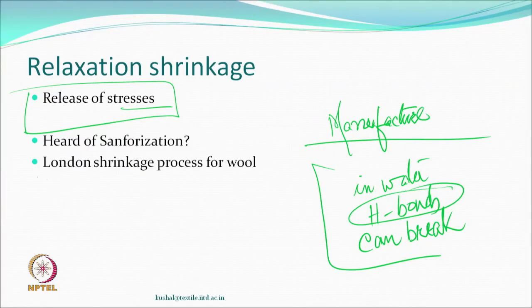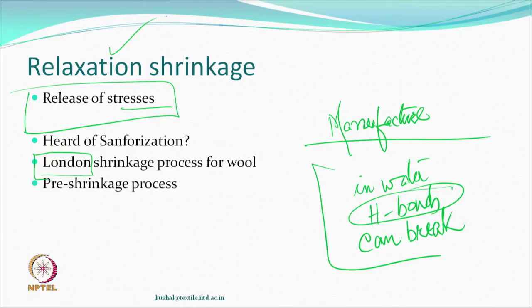There is another name which is associated with the relaxation shrinkage process. It's called the London shrinkage process of wool. Basically, what they do is they put layers of fabrics in cold water for a long time, and whatever relaxation must take place. So it doesn't have to be cold water, it doesn't have to be water at all, it could be steam. Fabric under no tension would be kept in an environment which is moist, and you will see dimensions getting more stabilized.